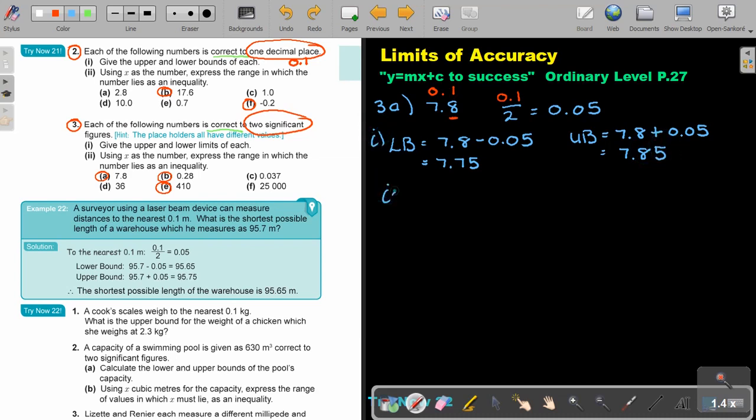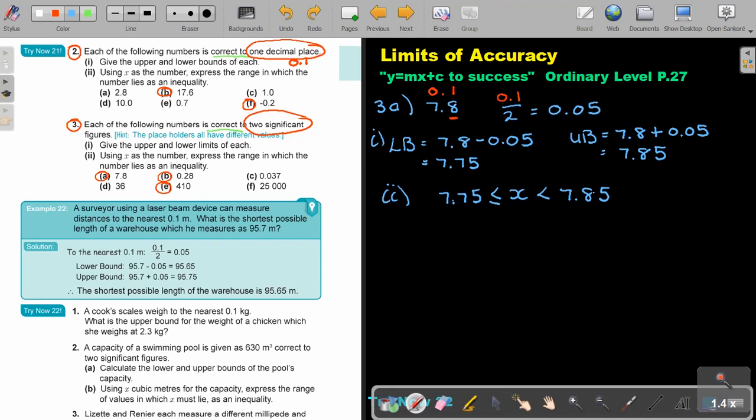And the second one, I put it in a range. So make it x. Remember, equal, no equal. It's almost like the mouths are looking in this direction. So then put the lower always, 7.75, and then put the upper.